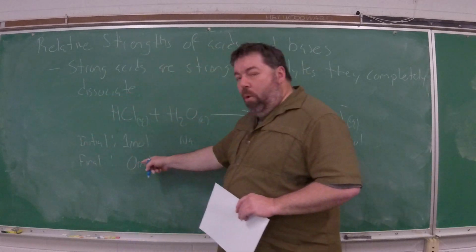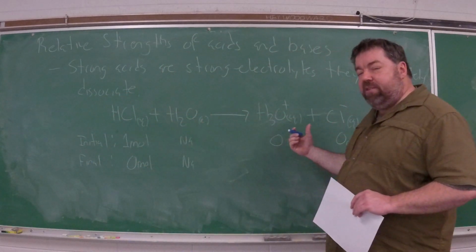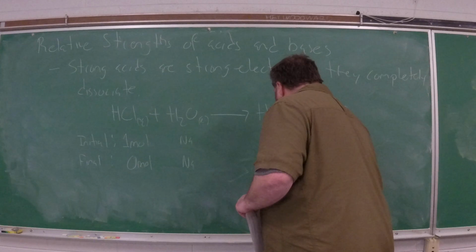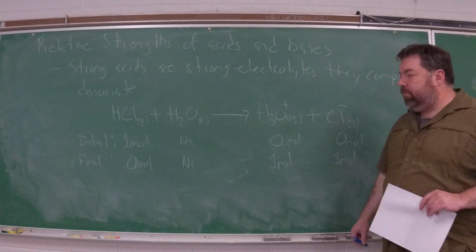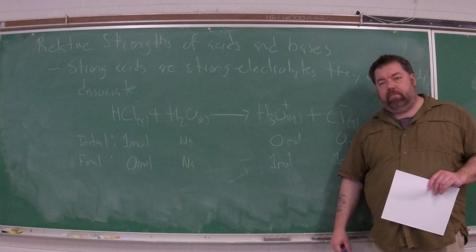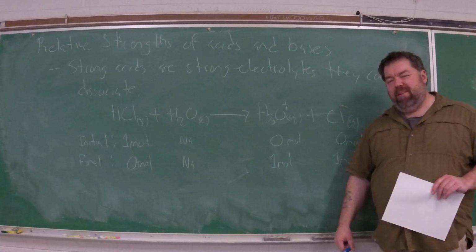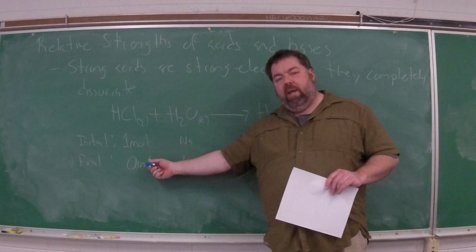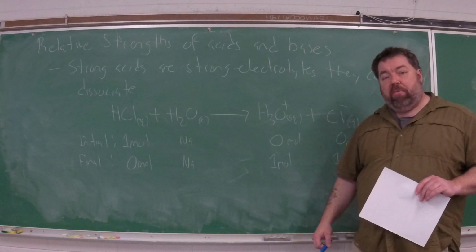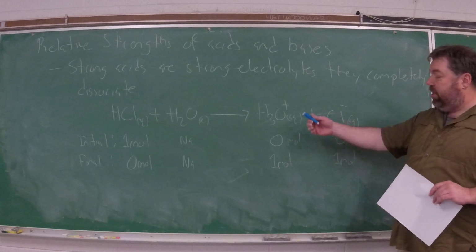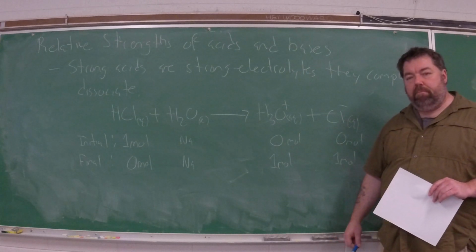So there's 0 moles left here. It all went to the product side. And you end up with 1 mole and 1 mole. That's a strong acid. This technically wouldn't be 0. It'd be some super, super small number, but so small that we consider it 0. Strong acid all goes to the product side.